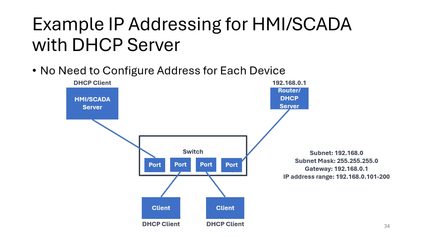So this is what it looks like if you were using a DHCP server. In this case, my router is also my DHCP server. So that's got a static IP address of 192.168.0.1. So I define my subnet as 192.168.0. My subnet mask, same as before. My gateway address, same as before. But now what I also need to do inside my DHCP server is define an IP address range. But I don't define any IP addresses at the HMI SCADA server or at any of the clients.